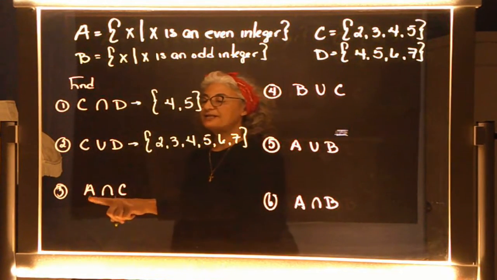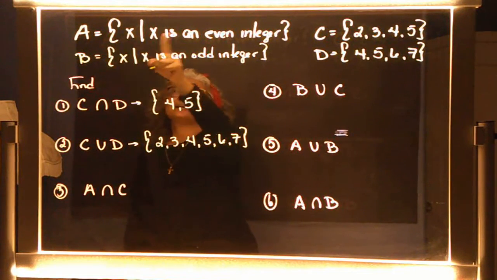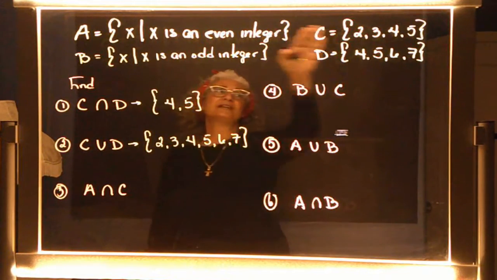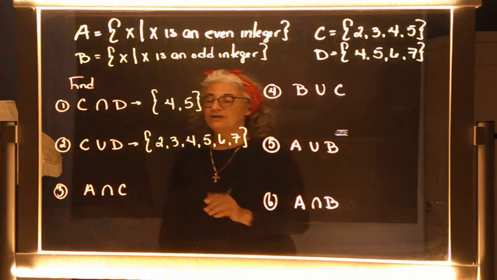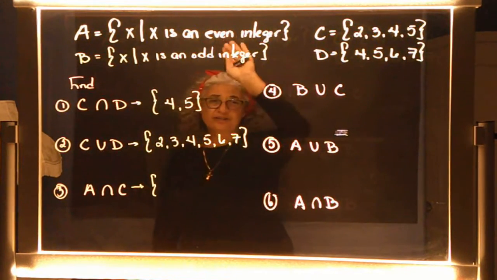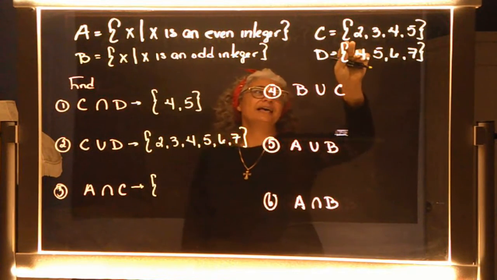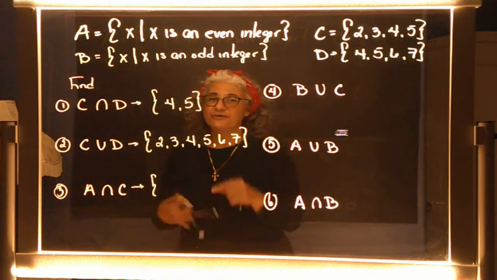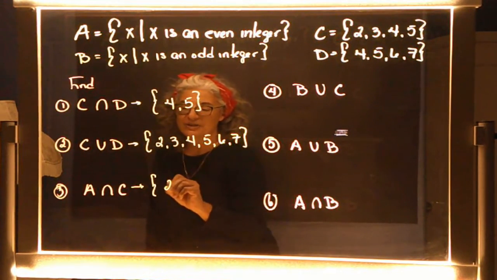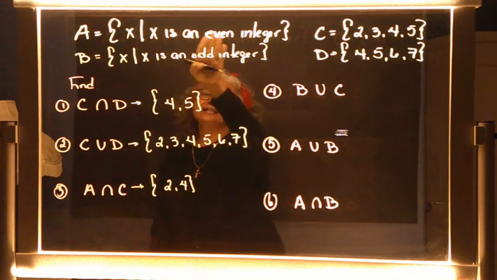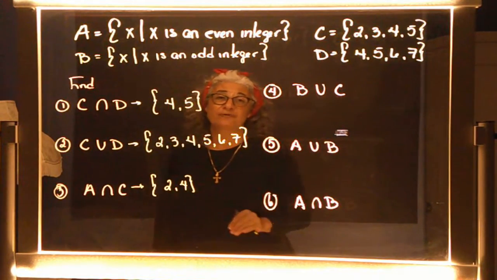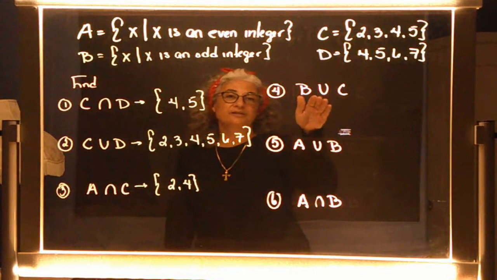Now, let's look at number 3. Number 3 is looking at the sets A and C. A is a set of even integers, and C has these 4 numbers in it. And they want the intersection between these 2 sets. So let's see about that. If A is only talking about even integers, and C has the numbers 2, 3, 4, and 5, then their intersection are just what numbers? Good. 2 and 4. A only has even numbers. C, the only even numbers in it are 2 and 4. Cool? Let's look at this next one, number 4.